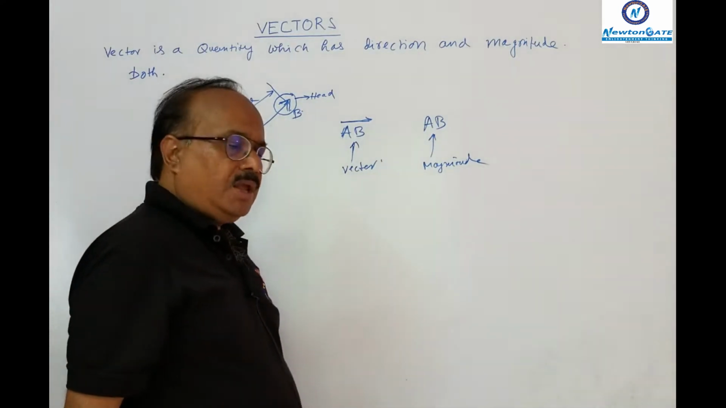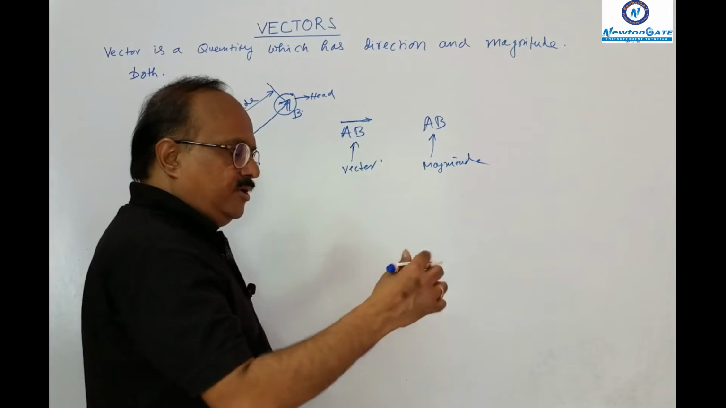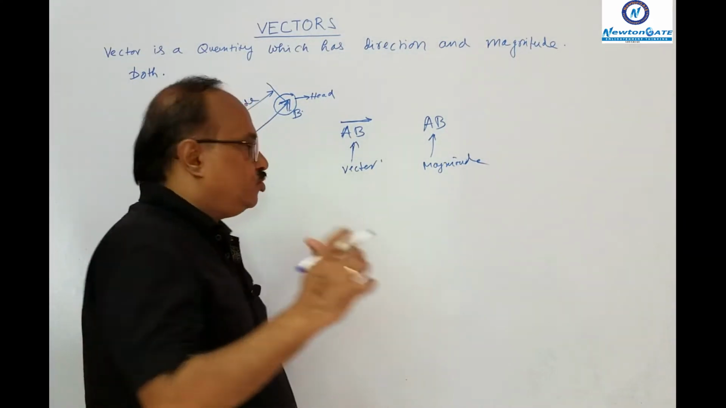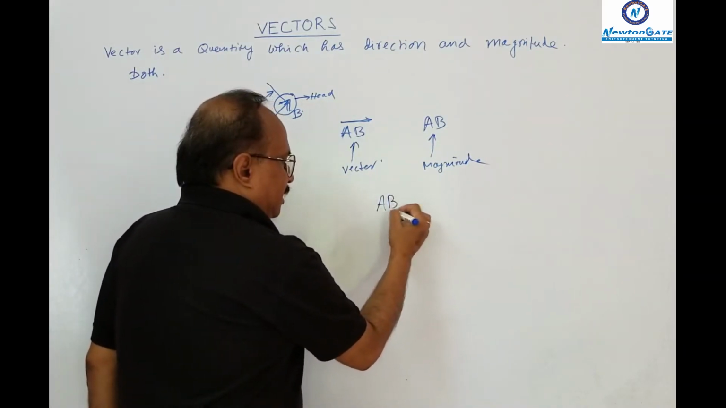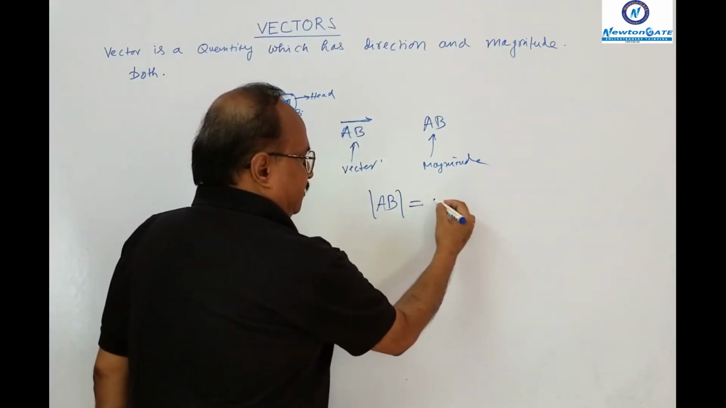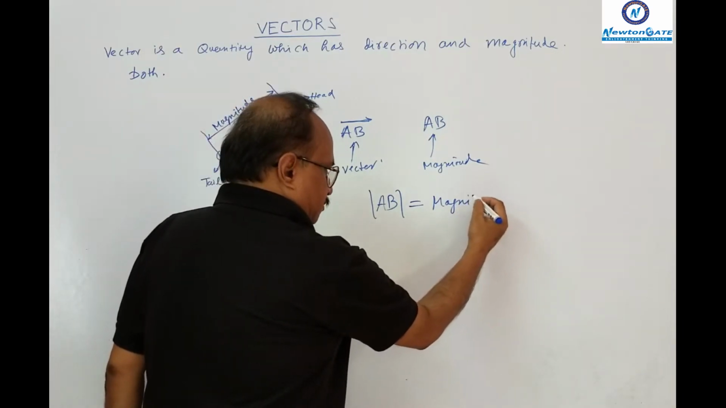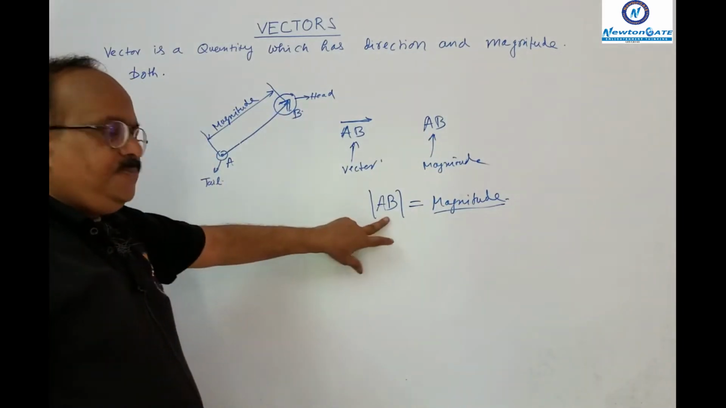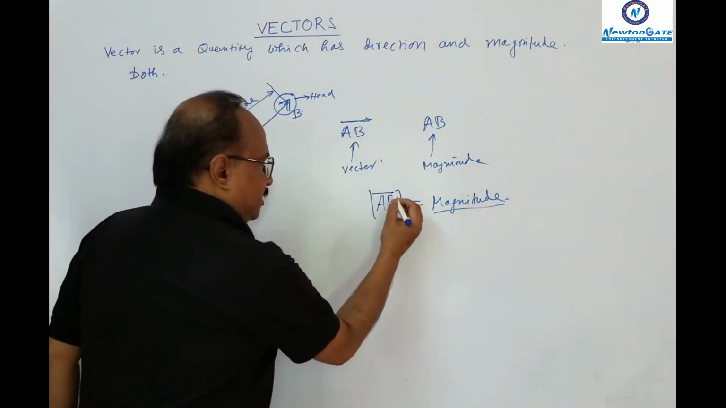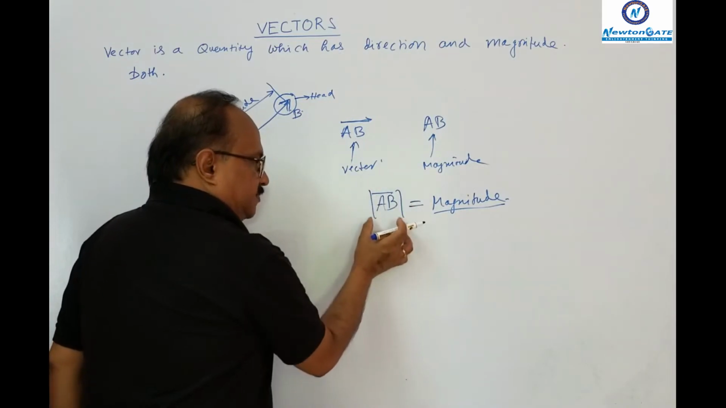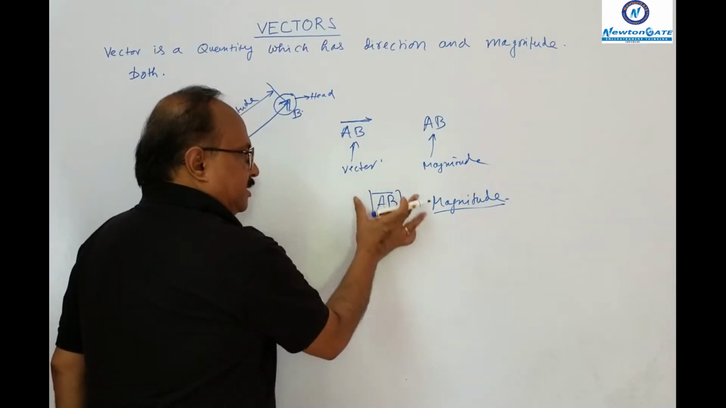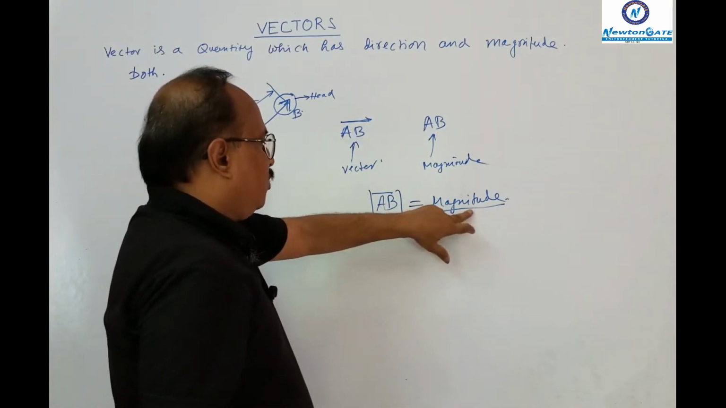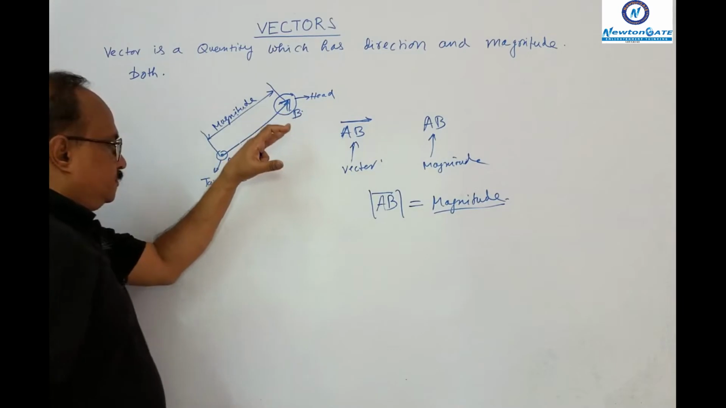But when we write by hand, especially to say the AB magnitude, we used to write AB like this. This is specially given, and this is 100% sure to be the magnitude. That means the vector with the bar is a vector, and this modulus sign means the magnitude. That means this is basically a length. It's a scalar quantity basically. So this is the magnitude.